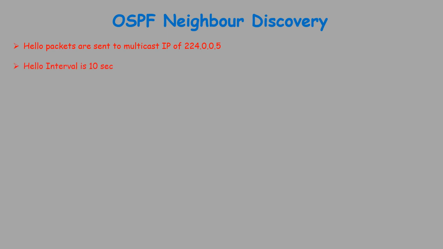By default, hello packets are sent out every 10 seconds on an Ethernet network. A dead interval is 4 times the value of the hello interval. So if a router on an Ethernet network doesn't receive at least one hello packet from an OSPF neighbor for 40 seconds, the router will declare the neighbor to be down.